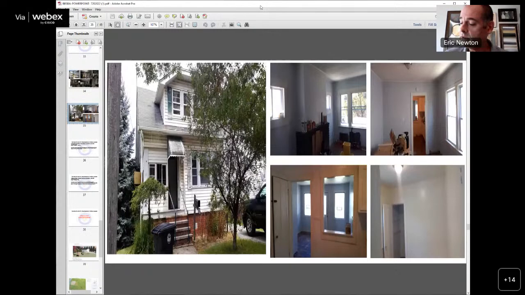Those are all trimmed out, and really the only thing left for me now is some final stuff, like trim work and things of that sort, and capping the windows.